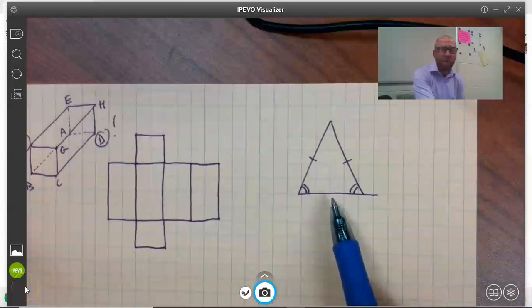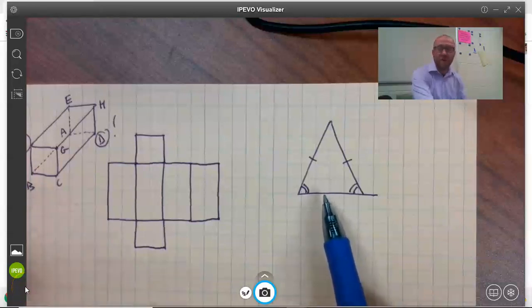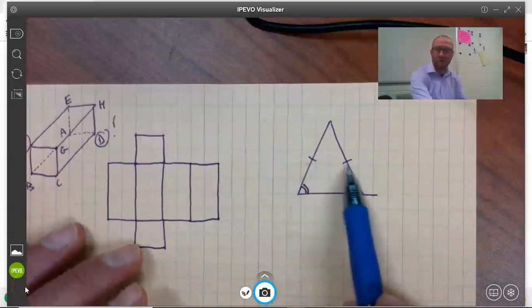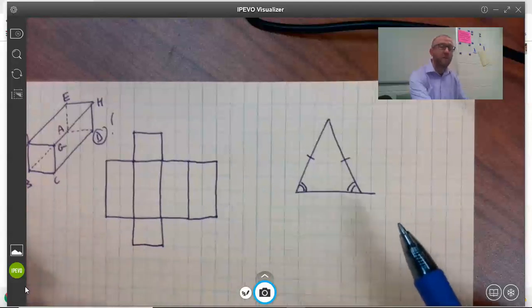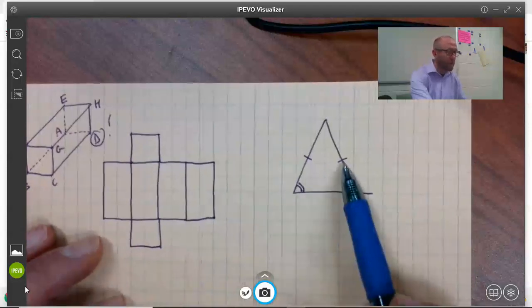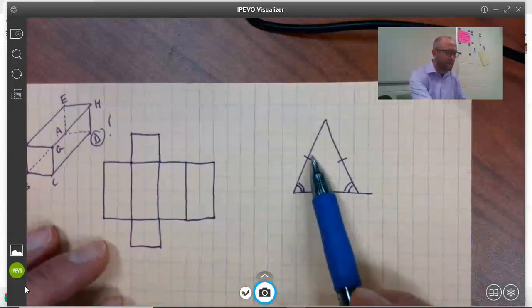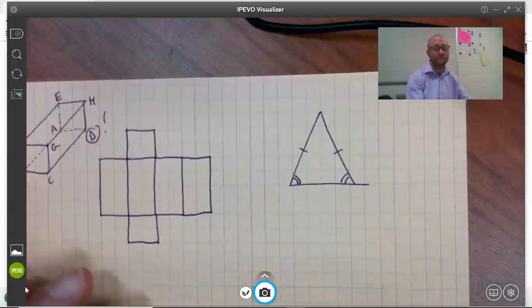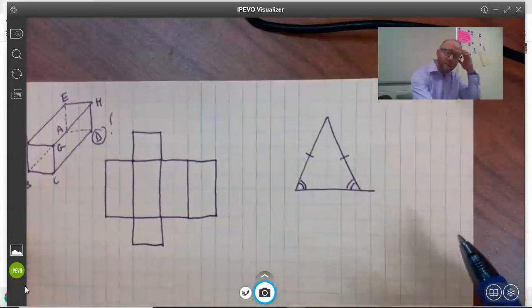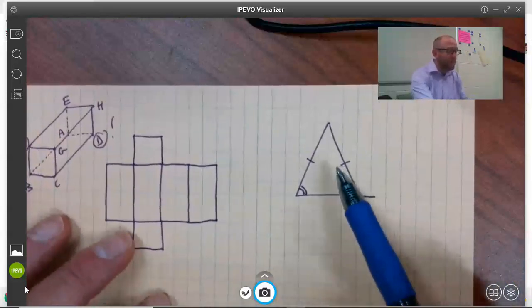The thing you need to know here is that an isosceles triangle has two sides that are congruent. So if I've marked here two congruent sides, those two congruent sides are directly across from two congruent angles. So travel across the triangle to here, travel across the triangle to here. These two angles are congruent. They're called base angles.